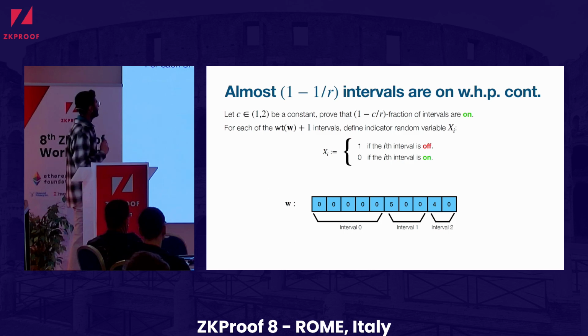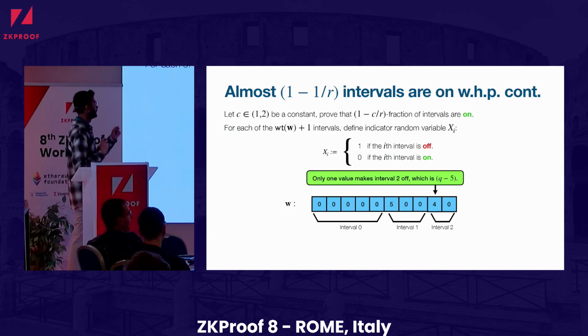OK. So now, this is what your input vector to your accumulate step looks like. You have 3 intervals. And the important thing to notice here is that if you want interval 2 to be an off interval, there really is only one value in the entire field that actually makes that interval off. Every single other value will keep the second interval on. And here, for example, that value is q minus 5.